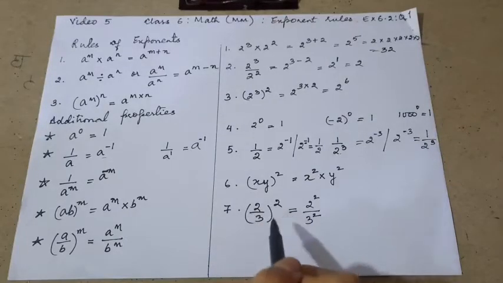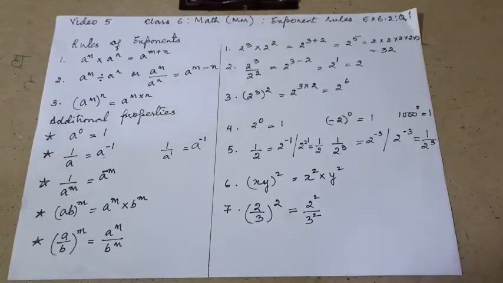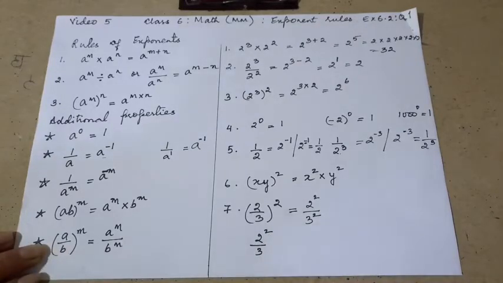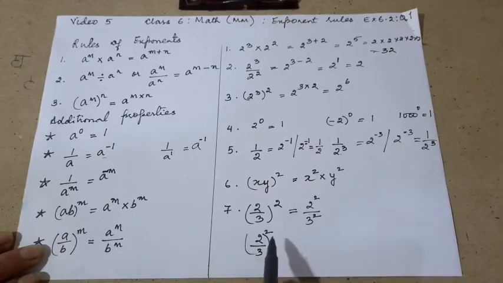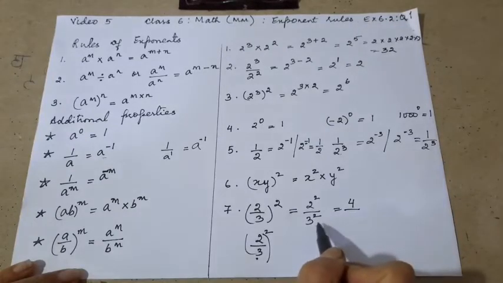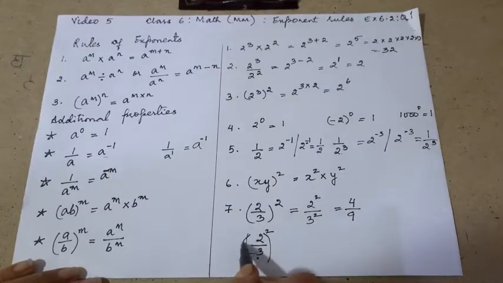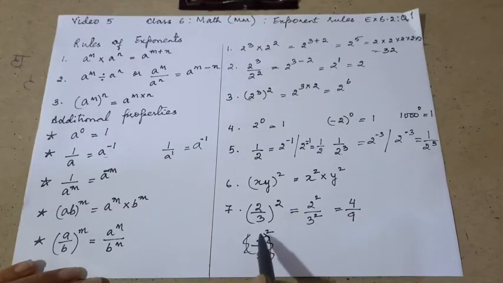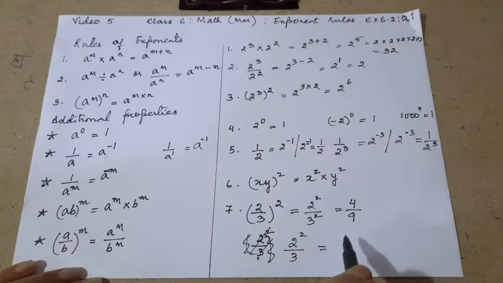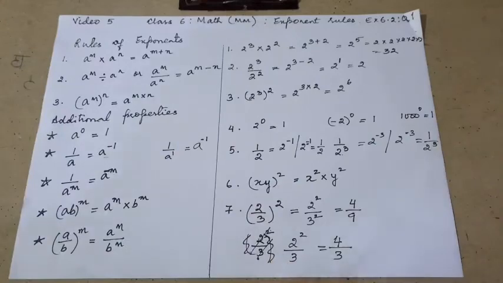The square is only for 2, not for 3, if there is no bracket. When there is a bracket, the square is for 2 as well as for 3. So 2 by 3 whole thing squared: 2 squared is 2 into 2, 4, and 3 squared is 3 into 3, 9. So 4 by 9. If the bracket is not there, 2 squared by 3, the square is for 2 only, so it becomes 2 into 2, 4 by 3.